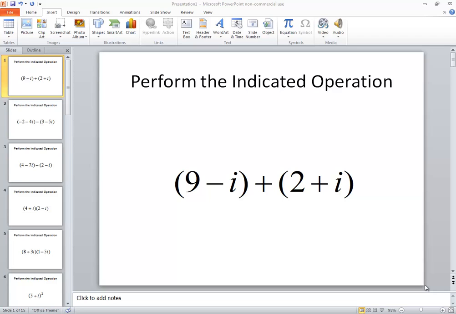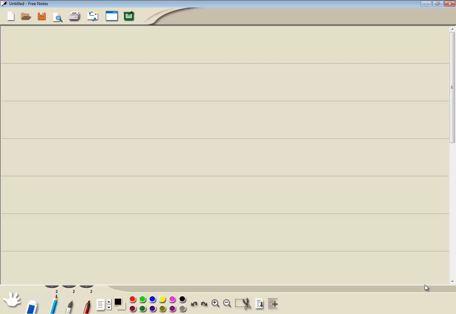Let's take a look at this problem. We got (9 - i) + (2 + i). And it says perform the indicated operation. Well, this is adding two complex numbers.